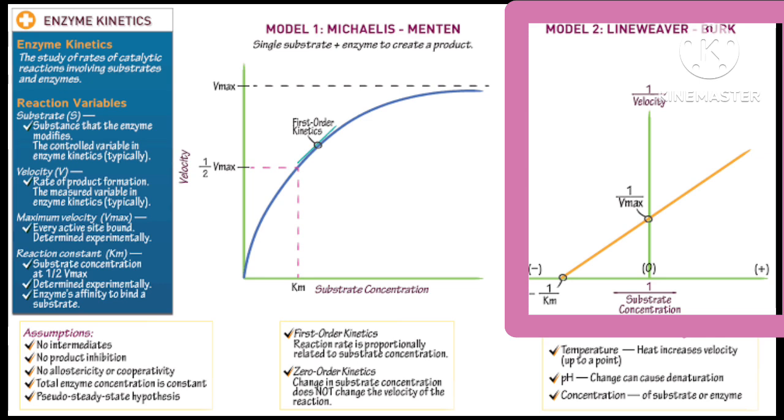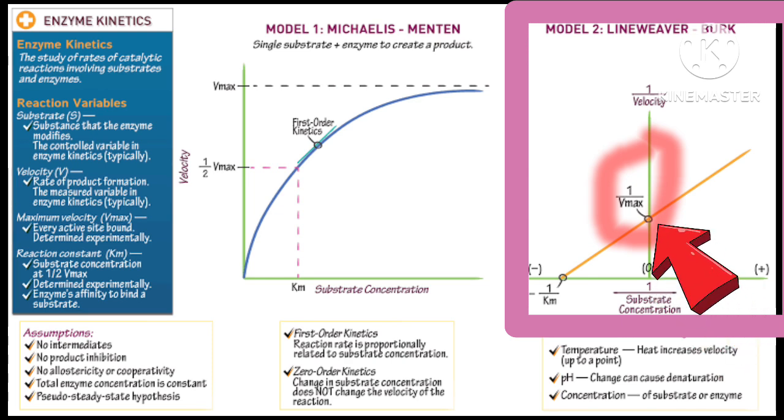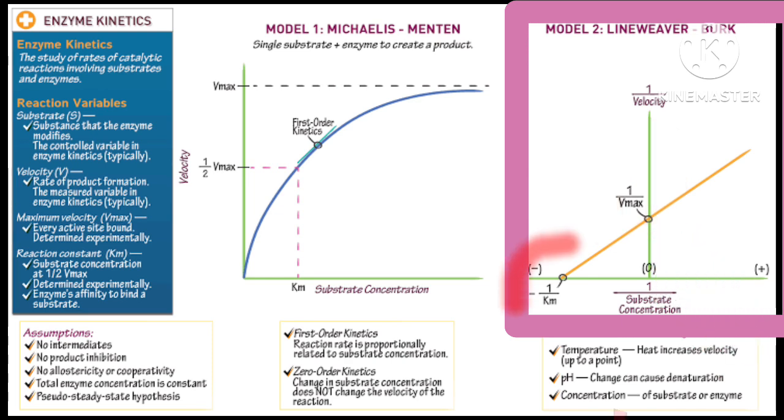Take a look at Model 2, the Lineweaver-Burk transformation of the Michaelis-Menten curve. The maximum velocity there, which is represented by Vmax, is the reciprocal of the y-intercept of the straight line. The Km is the negative reciprocal of the x-intercept of the same line.